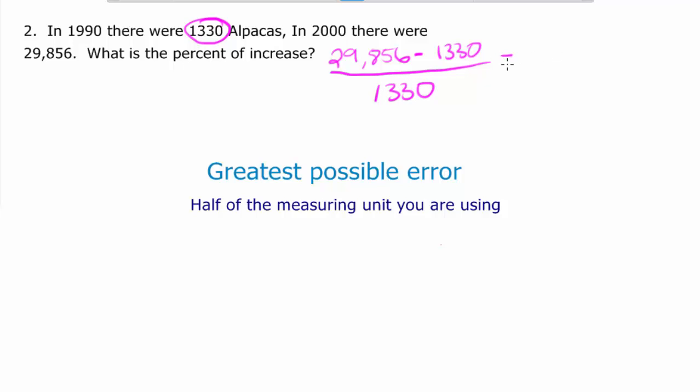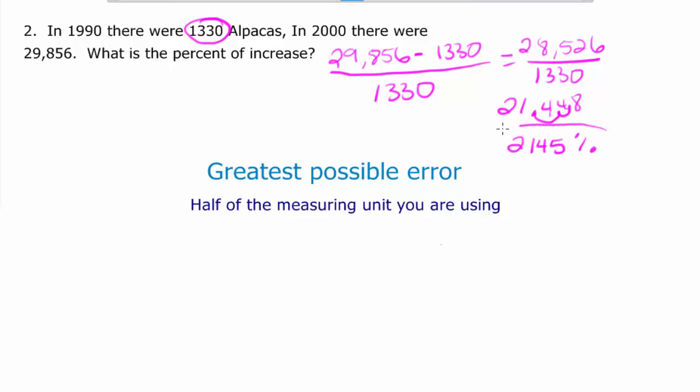So this is going to be 28,526 divided by 1,330, which gives you 21.448. You still have to move your decimal since we're dealing with percent. So it's 2,140, I would say 5%, round that up. It went up, which is a big jump from 1,330 to 29,000. So yes, it makes sense that it goes up 2,000%.